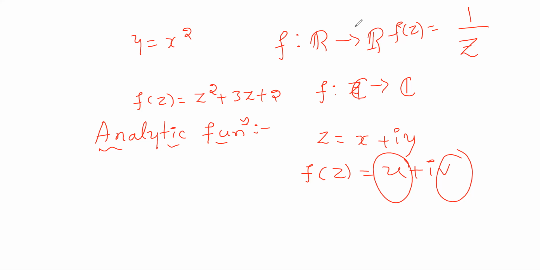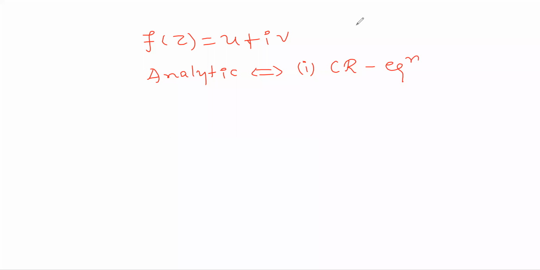Anybody remember what the necessary conditions are? CR equations, sir. If f of z is a complex valued function, then it is said to be analytic if and only if the first condition is it should satisfy CR equations, that is nothing but the Cauchy-Riemann equations. So now can you tell me what the CR equations are?